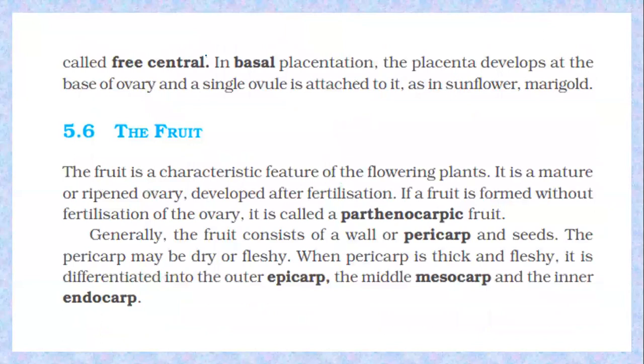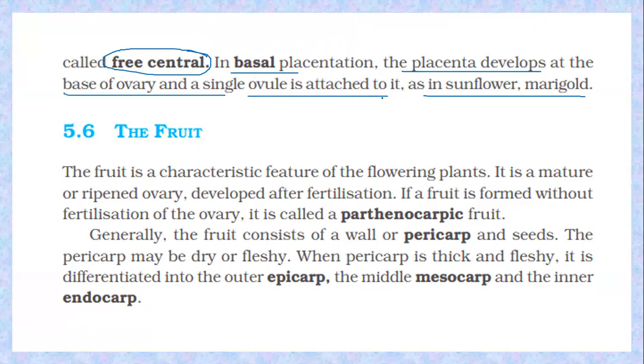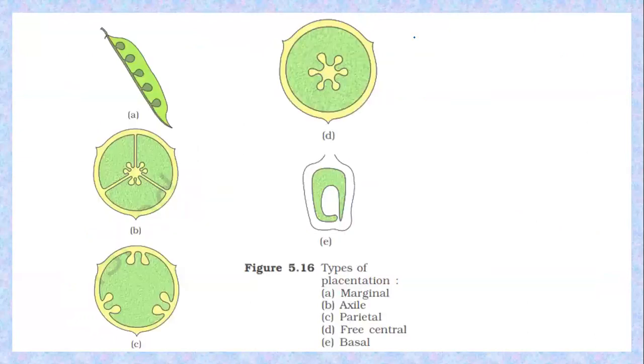Okay, the placentation is called free central placentation. And basal placentation: in sunflower and marigold, the placenta develops at the base of the ovary and a single ovule is attached to it. These are the diagrams. The first one shown is the marginal placentation.